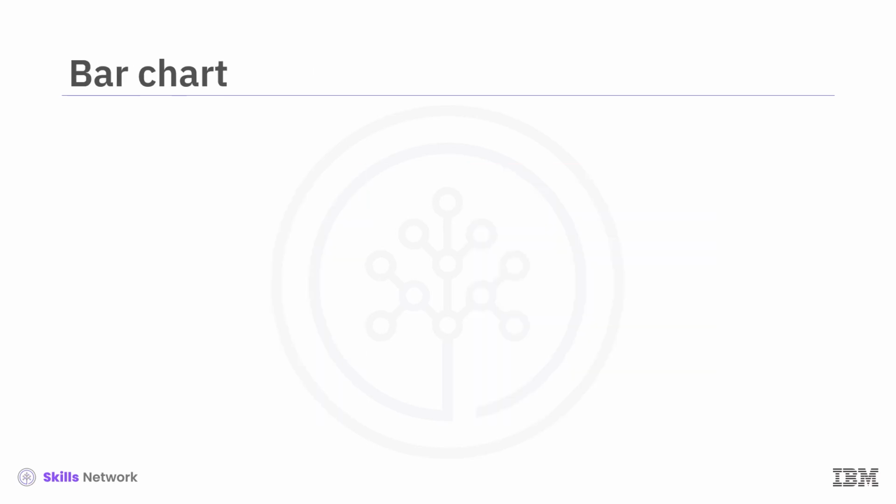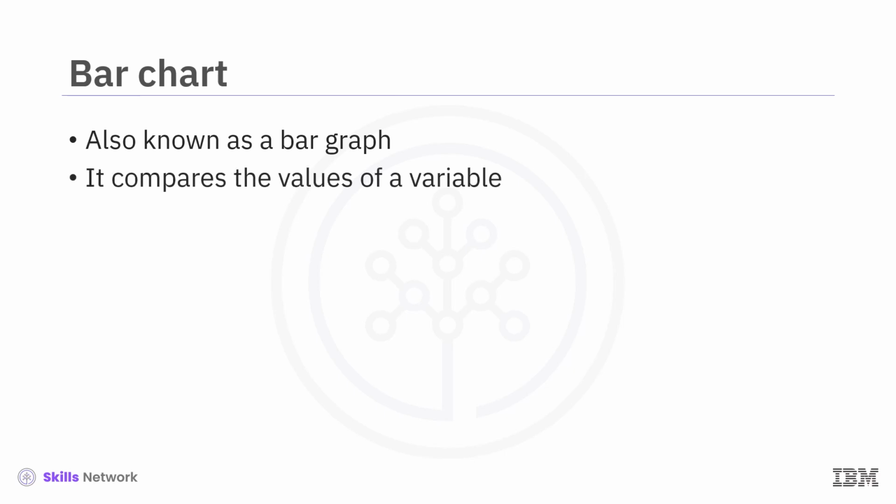A bar chart is a popular visualization tool. Unlike a histogram, a bar chart, also known as a bar graph, is a type of plot where the length of each bar is proportional to the value of the item that it represents. It's commonly used to compare the values of a variable at a given point in time.